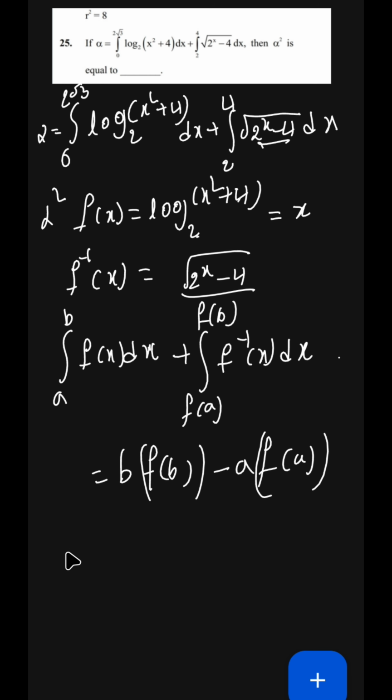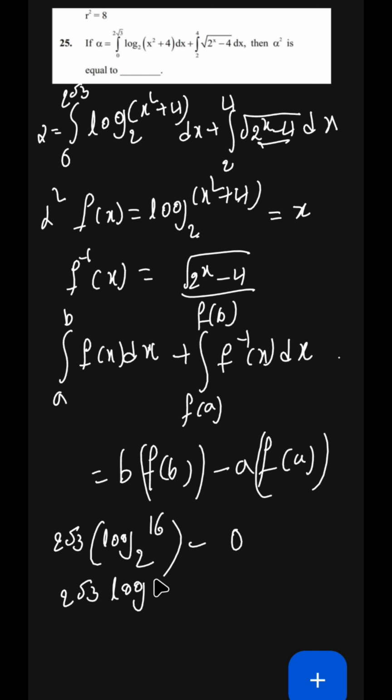So use the formula. The b value here is 2 root 3, into f of b. Apply the logarithm: log of x square, 2 root 3 whole square means 12, plus 4 is 16, base 2, minus a value 0, that is 0. So 2 root 3 into log of 2 power 4 base 2. So 8 root 3. The answer is alpha is equal to 8 root 3.